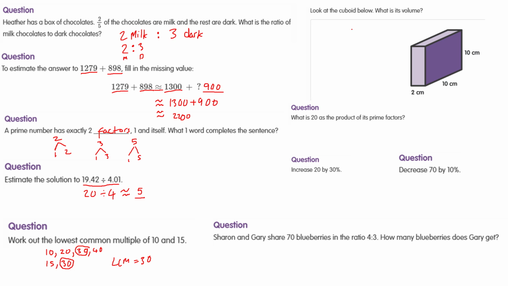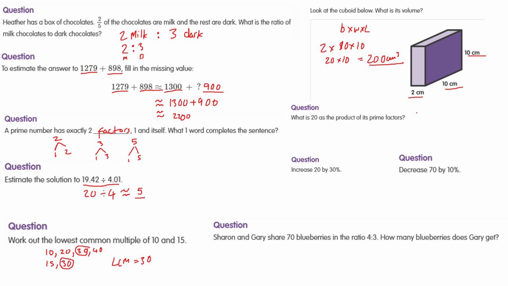Volume of a cuboid is the base times the width times the length. So you just need to multiply these lengths. 2 times 10 times 10. So that's going to become 20 times 10. That equals 200 centimeters cubed. So once you know that, that's easy.